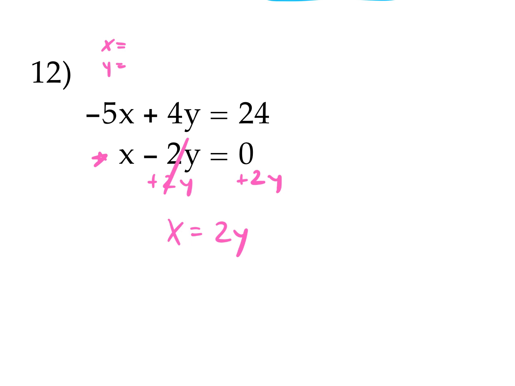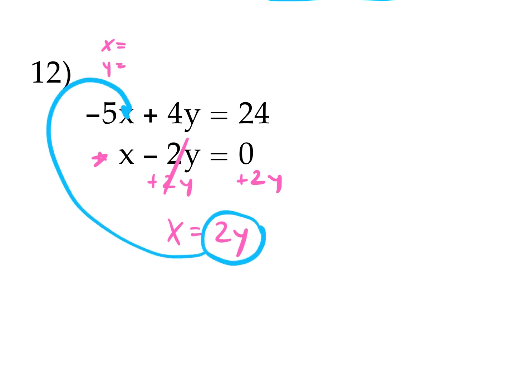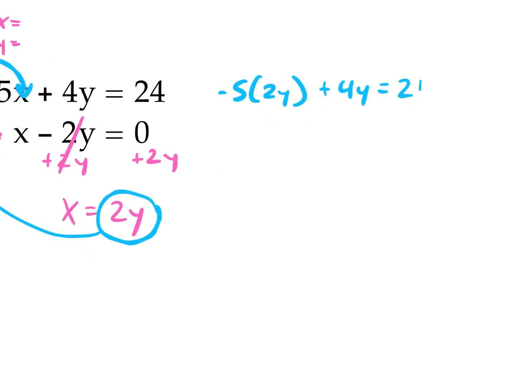What would I do next? I plug it in. So I'm going to use substitution, substitute it into the x in the other equation. So because it's x equals, I'm plugging it into x. So I have negative 5 times 2y plus 4y is equal to 24. So this would be negative 10y plus 4y is equal to 24. What would we do next?